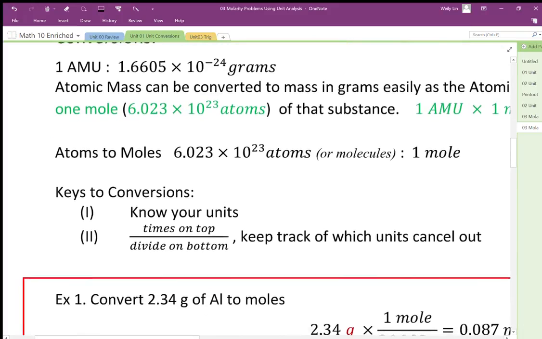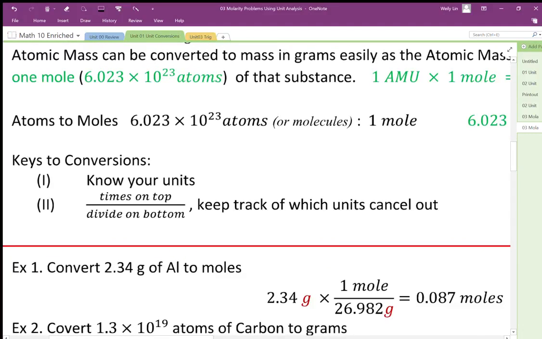Okay, so how do we go about doing conversions then? The key to conversions is that we need to know our units. That's really key. We need to make sure we understand our units and know if our units are in the numerator or denominator. We're just going to use this simple idea of times on top, divide on bottom. And if we keep track of our units, we can keep track of which units cancel out and which units we end up with.